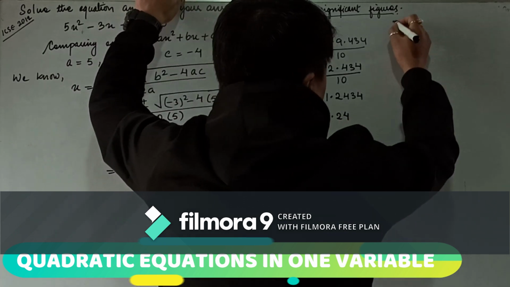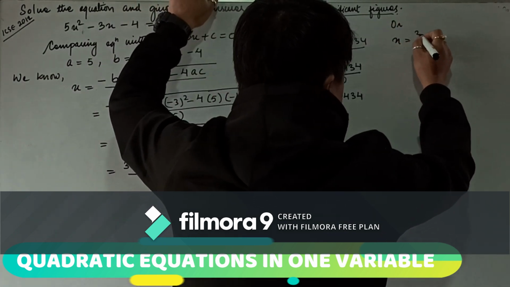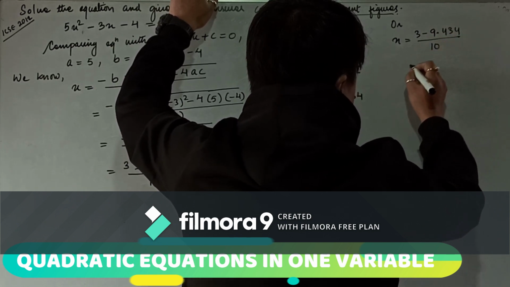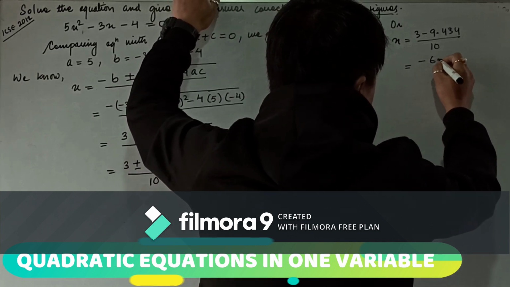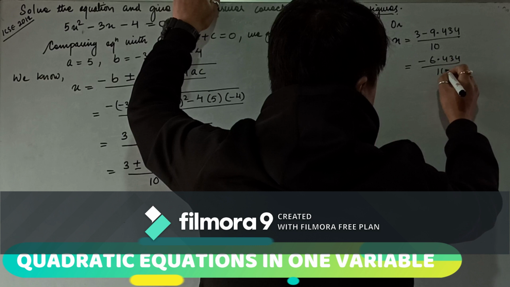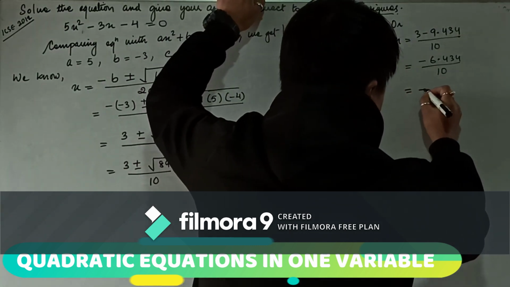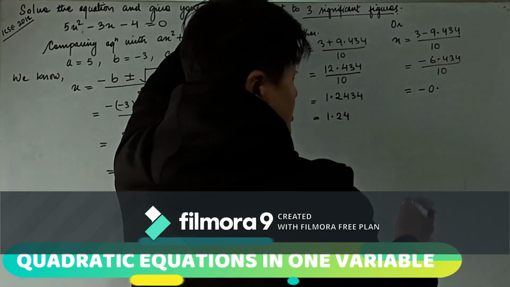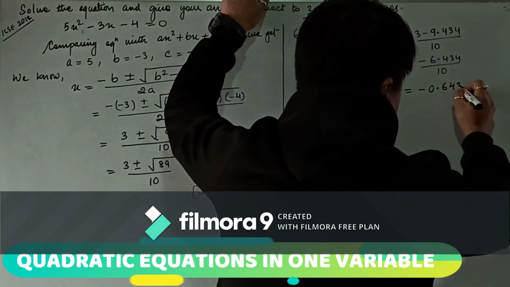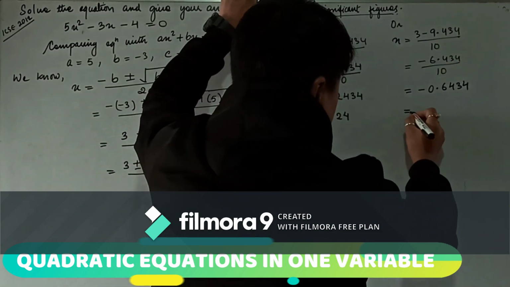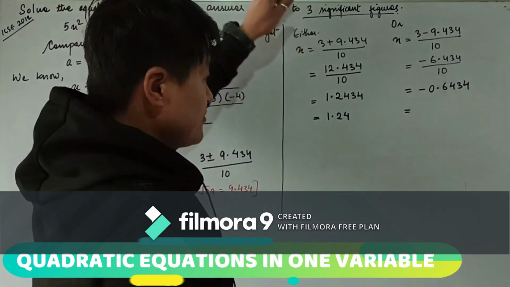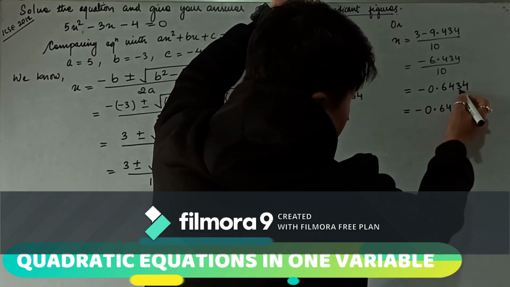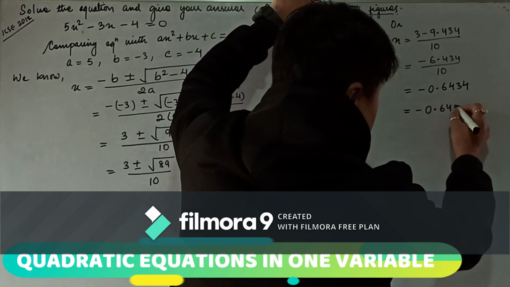Or x is equal to 3 minus 9.434 divided by 10. This is equal to minus 6.434 divided by 10. This is equal to minus 0 point, because divided by 10 means the decimal will move one place ahead, 6434. First we have to write all the numbers. Since we have to find the answer correct to three significant figures, we write only 0.64, and the next number after this is less than 5, so we write only 3.